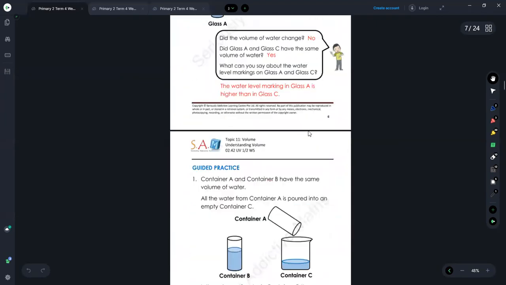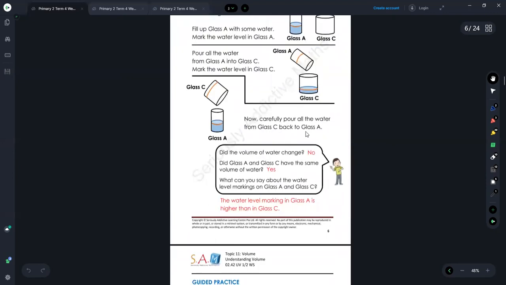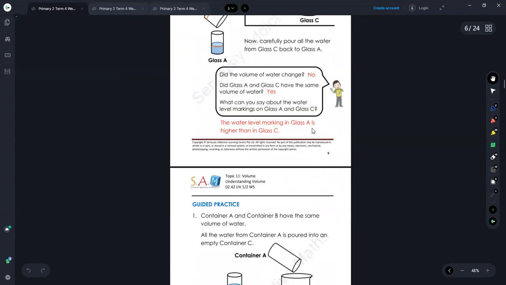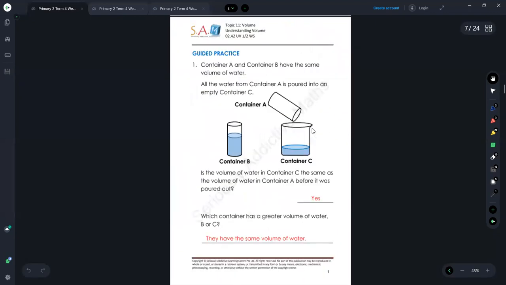Now, why is that the case? This booklet didn't really explain, but you should try to explain to them that when the containers are different sizes, you cannot decide which one has greater volume just by looking at the height or the depth. In this case, glass A and glass C have the same volume, but you notice that the height is different because the sizes are different. So just because the height is different, you cannot say that they have different volumes if the containers are of different sizes.